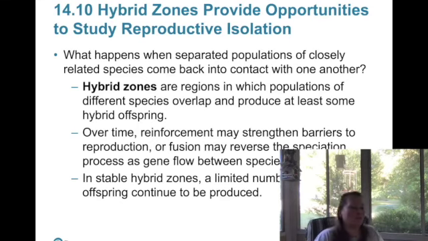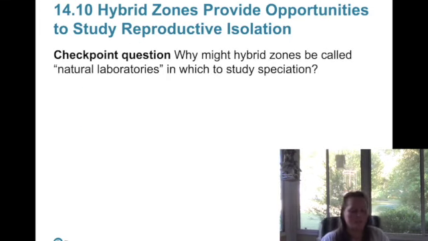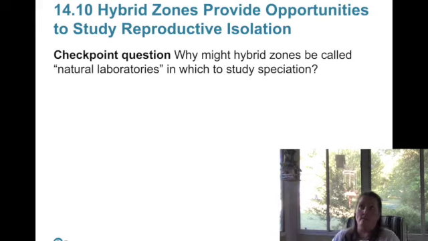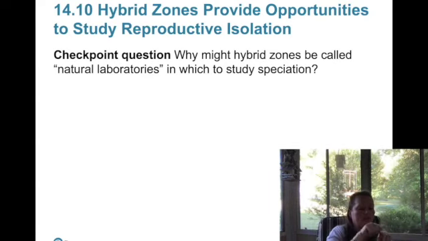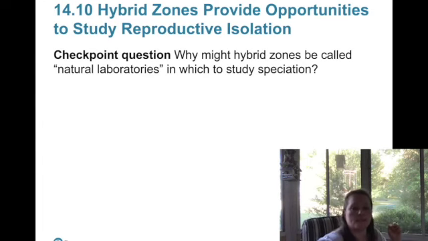Other times they get even more specialized and become farther away from her in basically a more solidified, different species. In a stable hybrid zone, a limited number of hybrid offspring continue to be produced. So it'll just keep happening on occasion. If you look at graphs of the mating times, because I said that about the temporal prezygotic barrier, there are ones with frogs that overlap just a little bit, and each time it overlaps, you tend to get some hybrids right in there. So why might hybrid zones be called natural laboratories where you can study speciation?